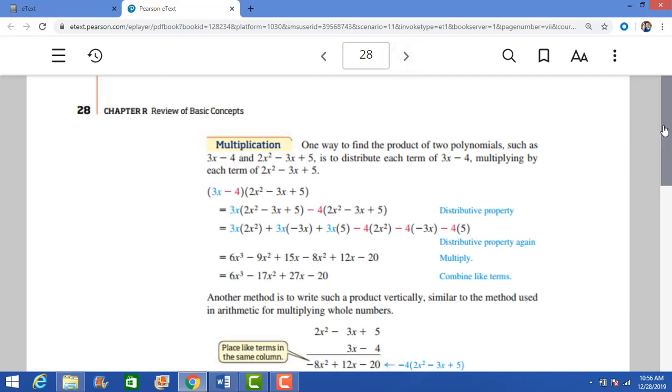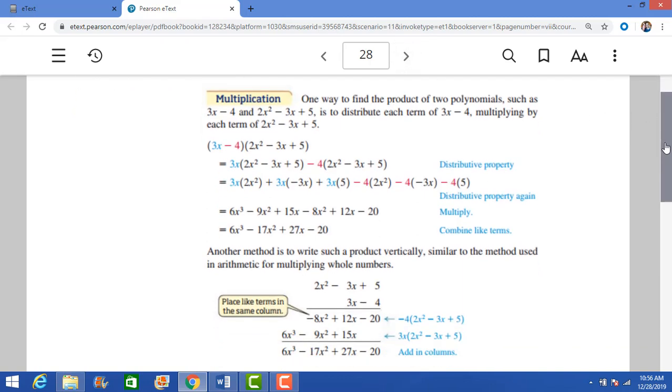Okay, so multiplication of polynomials. This is where we use the distributive property. One way to find the product between these two polynomials is to distribute each term of one polynomial across each term of the other polynomial. So for example, we're going to take each term and distribute across this one.